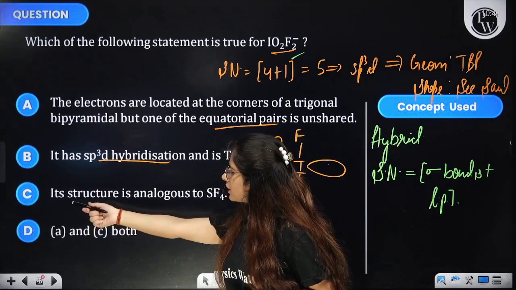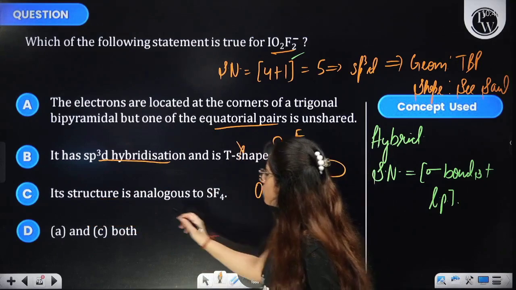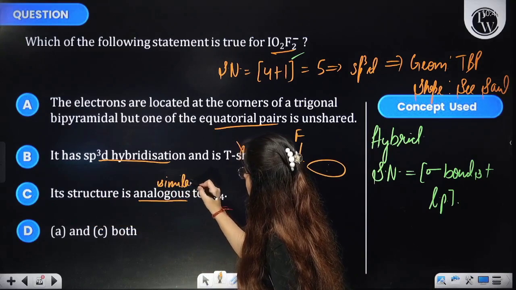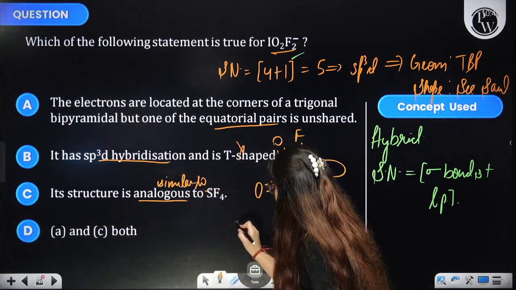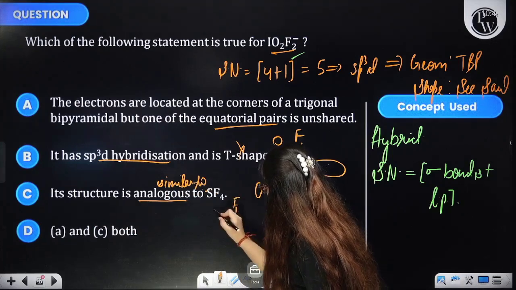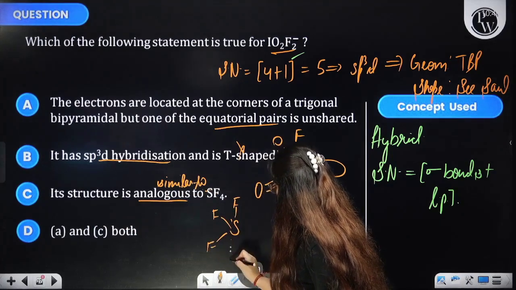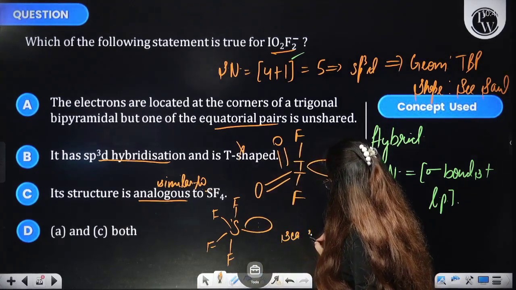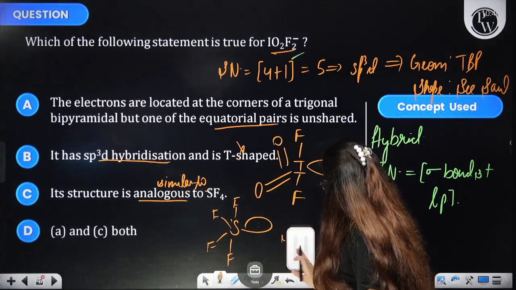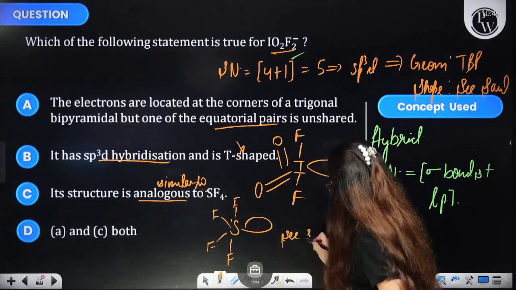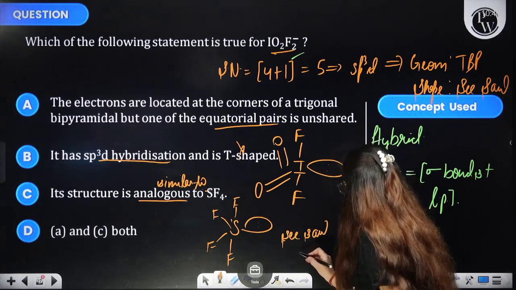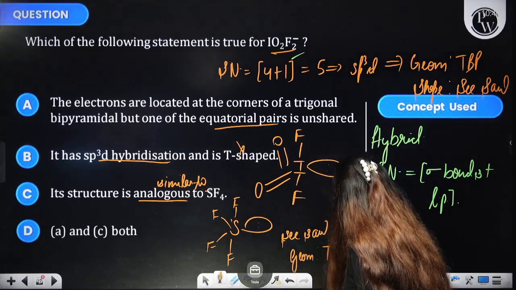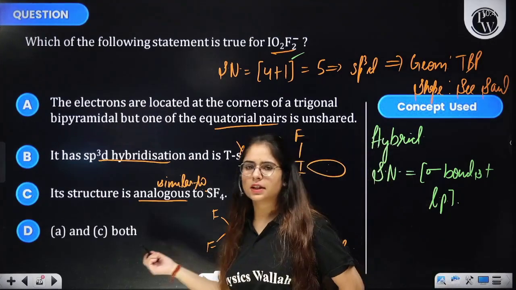Then it has been given that its structure is analogous to SF4. Analogous means similar to. Yes, absolutely right. क्योंकि SF4 का structure भी same ही होता है. SF4 and 1 lone pair. Again, it is seesaw shaped, and geometry is TBP. So therefore, answer D is a correct answer.